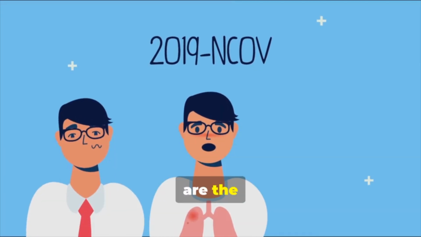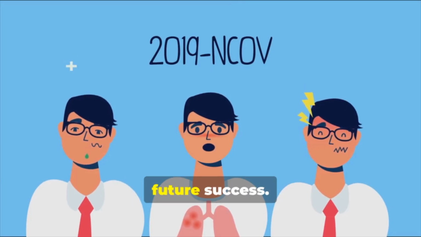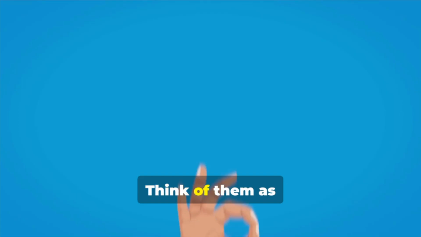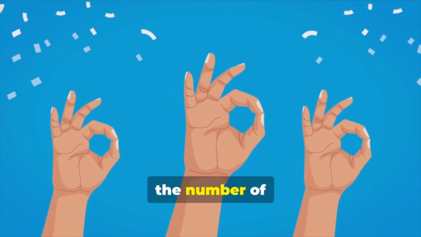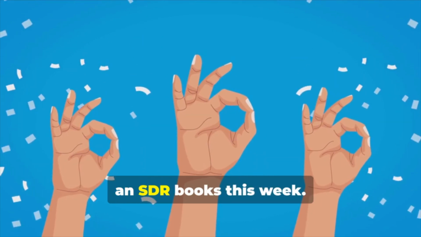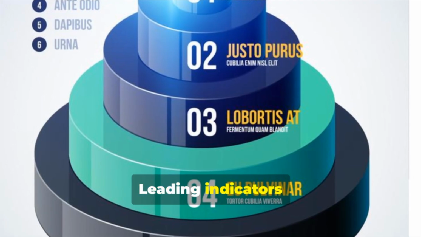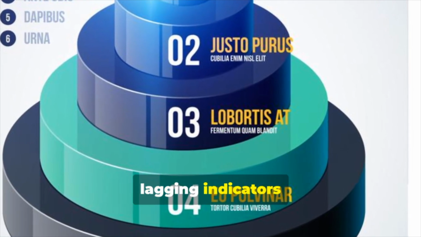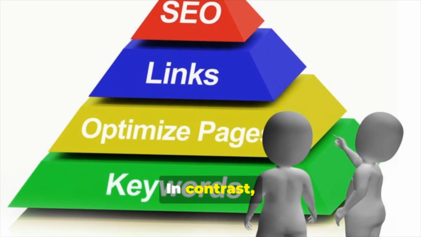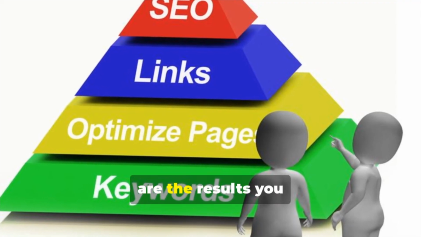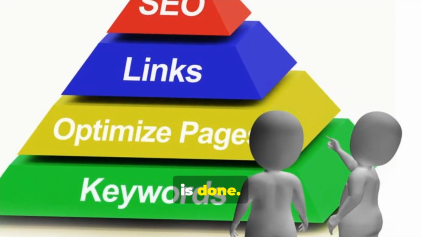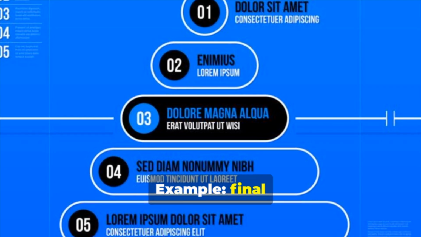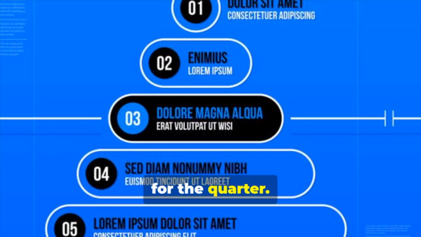Leading indicators are the early warning metrics that predict future success. Think of them as the inputs, like the number of qualified meetings SDRs book this week. Leading indicators flow into the sales cycle, resulting in lagging indicators like revenue. In contrast, lagging indicators are the results you see after the work is done. Example, final revenue or bookings for the quarter.